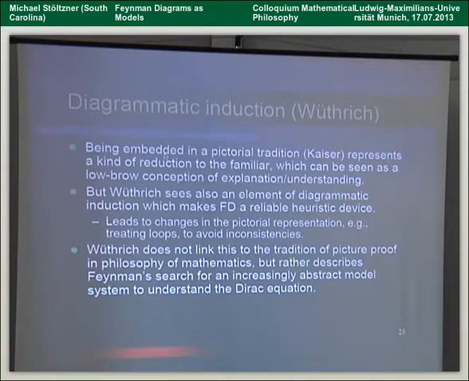People find that familiar, they seem to understand it, fall into some traps, but he thinks, well, there's also an element of diagrammatic induction, which makes Feynman diagrams a reliable heuristic device, and it makes Feynman diagrams help to avoid certain inconsistencies. It's interesting that this is not the line, I'm not taking that line, but it's interesting that one line he doesn't take. There's this whole debate about picture proofs in mathematics.